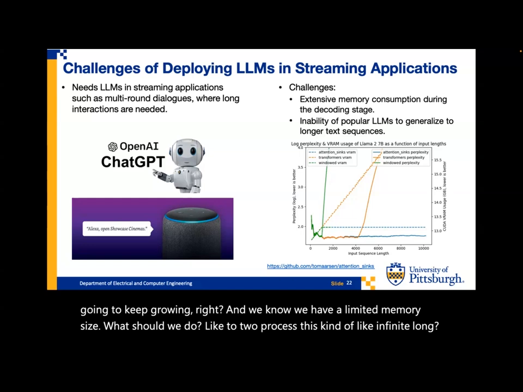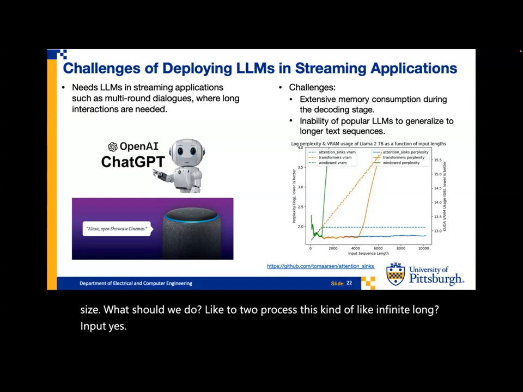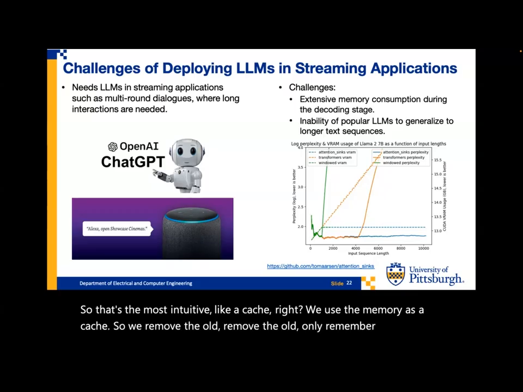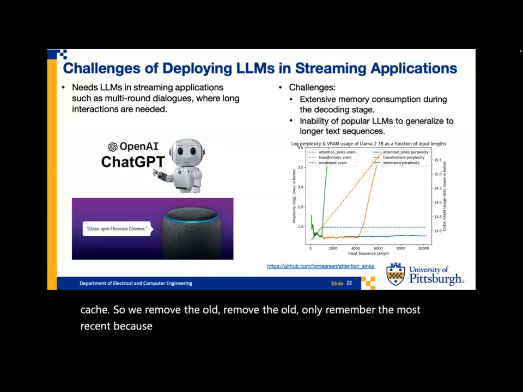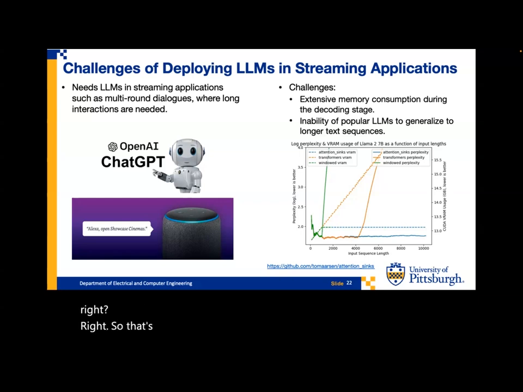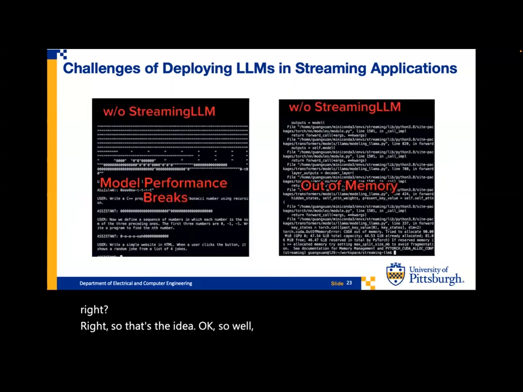Yes. Should you remove the oldest values from cache? The newest one? Sorry, say that again. Remove the oldest values. So that's the most intuitive, like a cache, right? We use the memory as a cache. So we remove the old, only remember the most recent, because the idea is that only the most recent conversation will matter more than the early tokens, right? So that's the idea. Apparently that's what people thought initially.